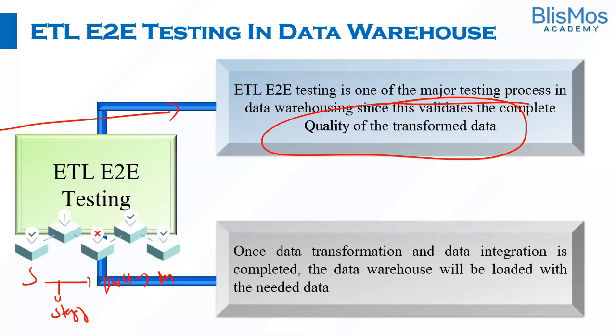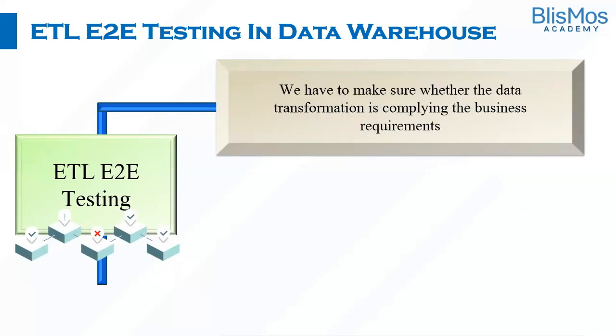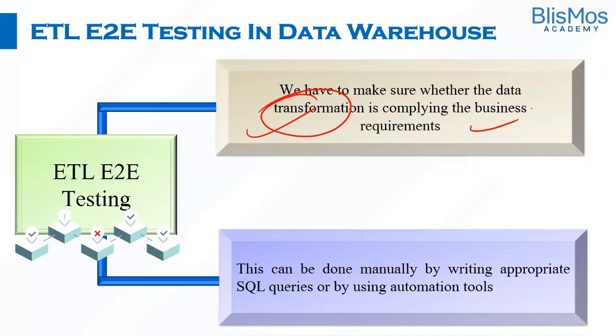As you know, once the data transformation and data integration is done, the data warehouse will be loaded with the needed data that needs to be validated as a part of the ETL end-to-end testing. So multiple aspects are done as a part of the ETL testing. We'll just cover some of the aspects. Like, as a part of the ETL end-to-end testing, we'll see whether all the data transformations comply with the business requirements or not. We can do that by using SQL queries.